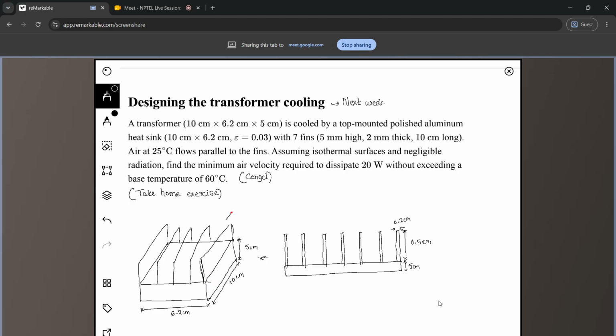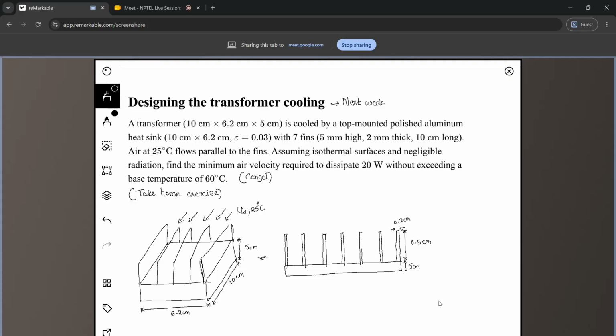Now a flow is happening parallel to the 10 centimeter. So some air is blowing like this with some velocity u infinity. We are assuming that the entire surface is isothermal. So the entire surface temperature is 60 Celsius and the air is coming at 25 Celsius. If the total heat that has to be dissipated is 20 watts, for this 20 watt, what should be the inlet velocity u infinity so that you can reach the 20 watt?